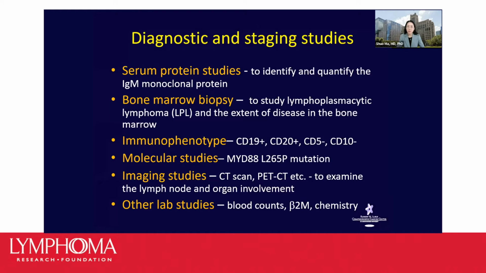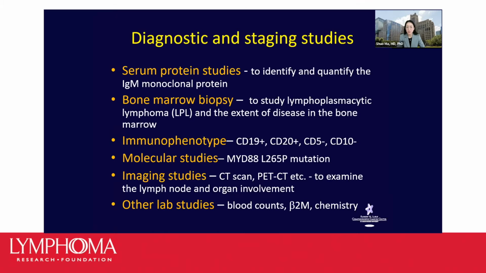So when we're suspecting Waldenström, the first thing is to go through diagnostic testing. The most important ones are the top two. One is the serum protein studies to demonstrate the monoclonal IgM protein and also to quantify it. The second is a tissue biopsy to demonstrate the lymphoplasmacytic lymphoma. Most commonly we would do a bone marrow biopsy, because virtually all Waldenström directly involves the bone marrow.